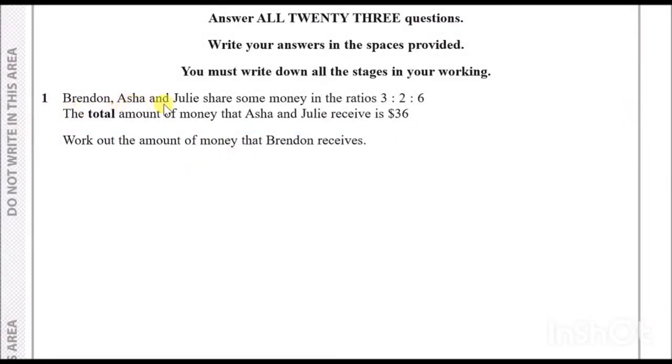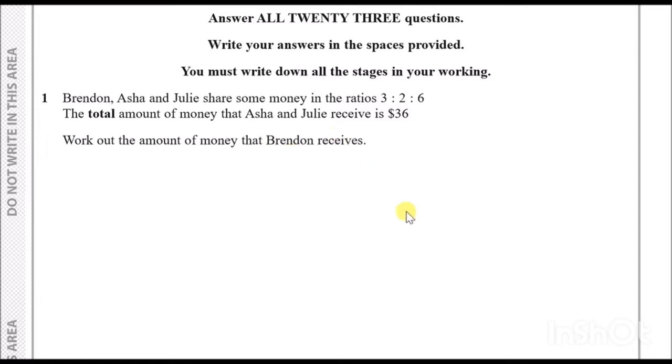So Brendan, Asher, and Julie share some money in the ratios of 3 to 2 to 6. So this means that Brendan gets 3 parts of the money, Asher gets 2 parts, and Julie gets 6. Now the total amount of money that Asher and Julie receive, that is the last 2 parts by the way, is $36. Work out the amount of money that Brendan receives.